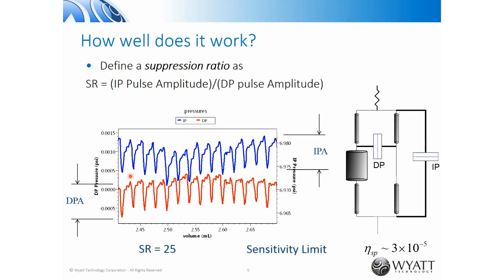And that pushes our previous sensitivity limit from about 1 part in 1,000 to about 30 parts per million, or 3 times 10 to the minus 5. And that's a huge improvement. And so that allows you to use this as an online detector very effectively.